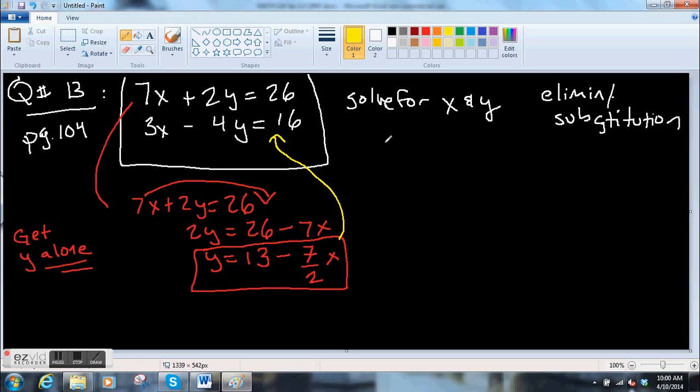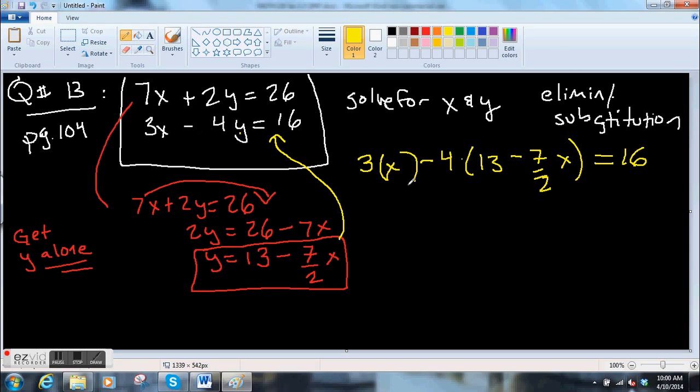So I guess they would call this the substitution method, but again, I don't necessarily care what you call the method. So now we have 3x minus 4 times, I'm plugging in y, 13 minus 7 over 2x. Do you see there used to be a y right there, but now I plugged in this whole expression, equals 16. So I've rewritten this second equation, it's the same thing, but instead of y right here, I've plugged in this expression. The reason I did that is now everything is in terms of x, so I can solve for x.